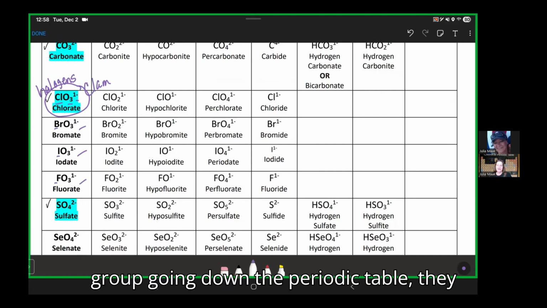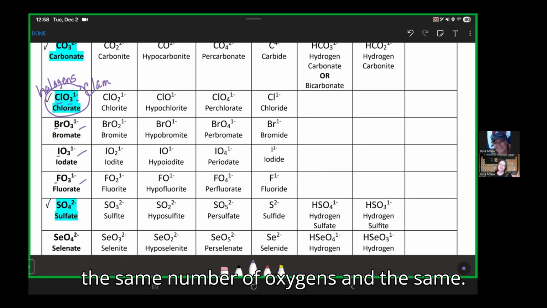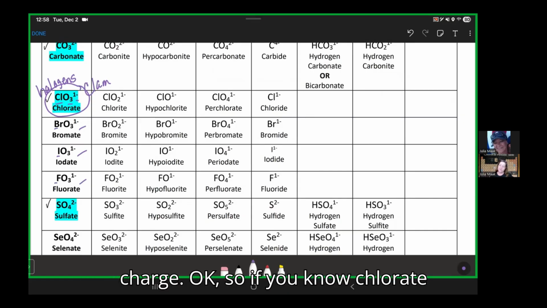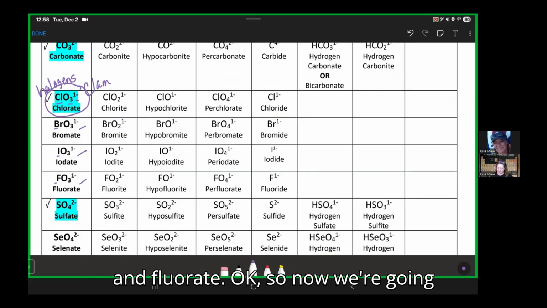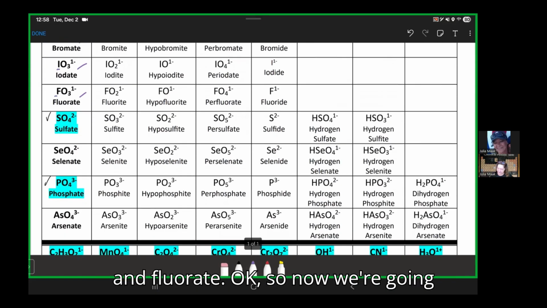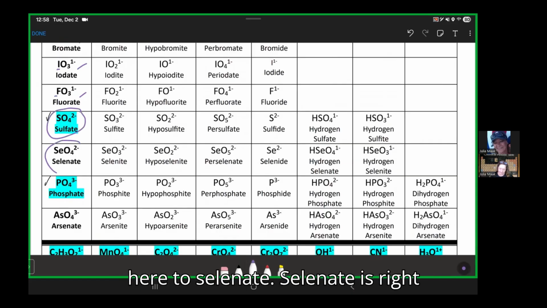Okay? So in a group going down the periodic table, they tend to be exactly the same. They like the same number of oxygens and the same charge. So if you know chlorate from clam, you also know bromate, iodate, and fluorate. So now we're going to apply the same rules from sulfate here to selenate.